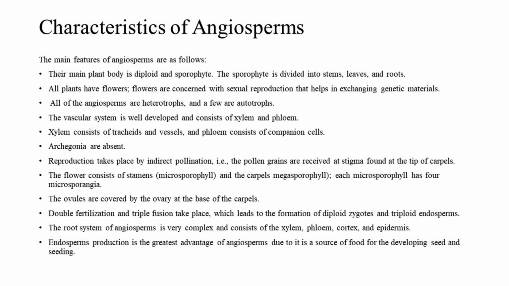The root system of angiosperms is very complex and consists of the xylem, phloem, cortex, and epidermis. Endosperm production is the greatest advantage of angiosperms because it is a source of food for the developing seed and seedling.